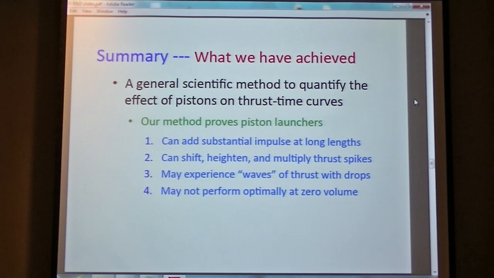Our methods have shown that you can add substantial impulse at long lengths of piston, much longer lengths than are typically used, particularly with high weight. We've shown that you can shift, tighten, and multiply thrust spikes of the motor. This characteristic is not something that's ever been really demonstrated before, so we've shown it in a very precise quantitative way. We've also shown that inside of a piston, you may experience waves of thrust with drops of thrust, which was observed by Jeff Landis in his 1975 report, and we've seen something similar here. And finally, that pistons may not perform optimally at zero volume. We've shown a very clear example where a small non-zero volume is vastly superior to a zero volume. So I'll stop there and take questions.